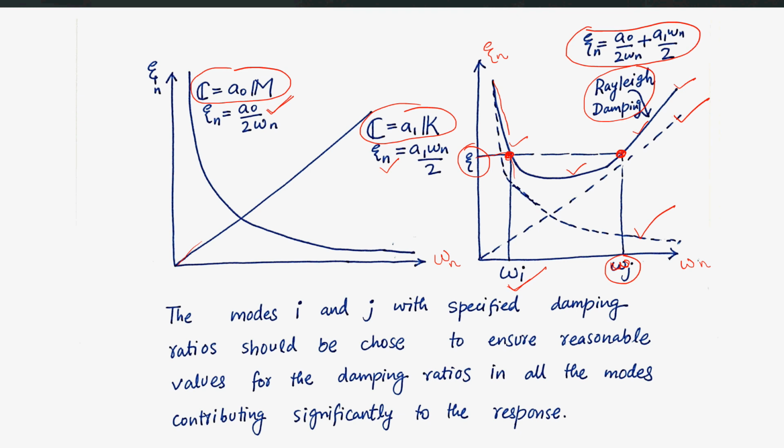In other words, the modes i and j with specified damping ratios should be chosen to ensure reasonable values for the damping ratios in all the modes contributing significantly to the response. All of those modes which have natural frequencies in between i and j will have almost the same damping ratios, which is consistent with the experimental data. So omega i and omega j should be chosen carefully so that all the significant modes are represented with a reasonable damping ratio, close to or consistent with the experimental values.